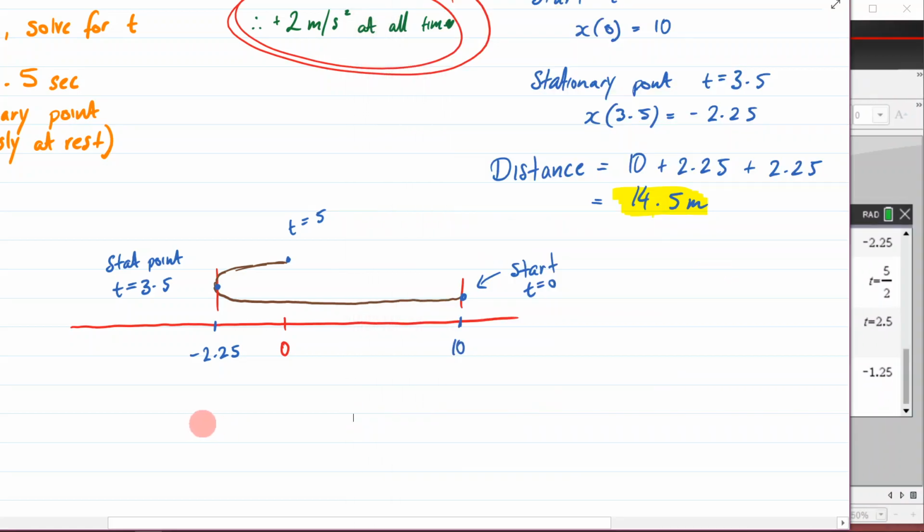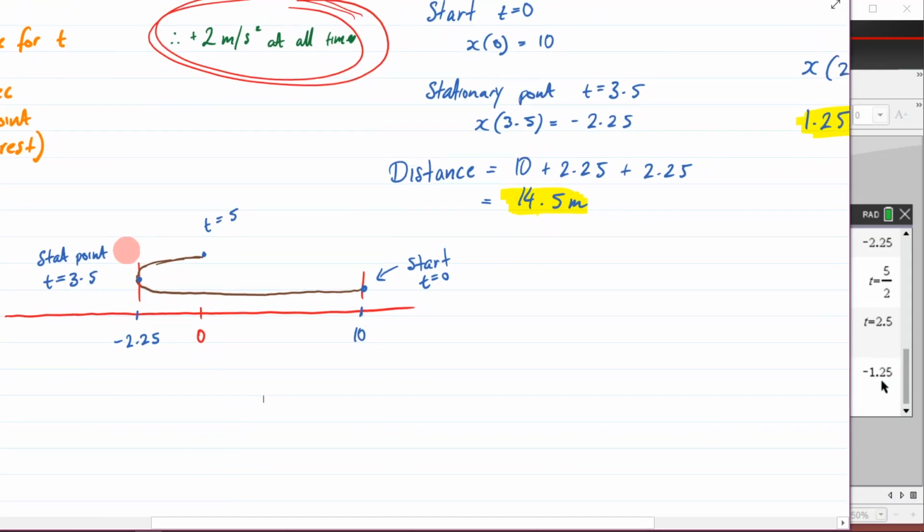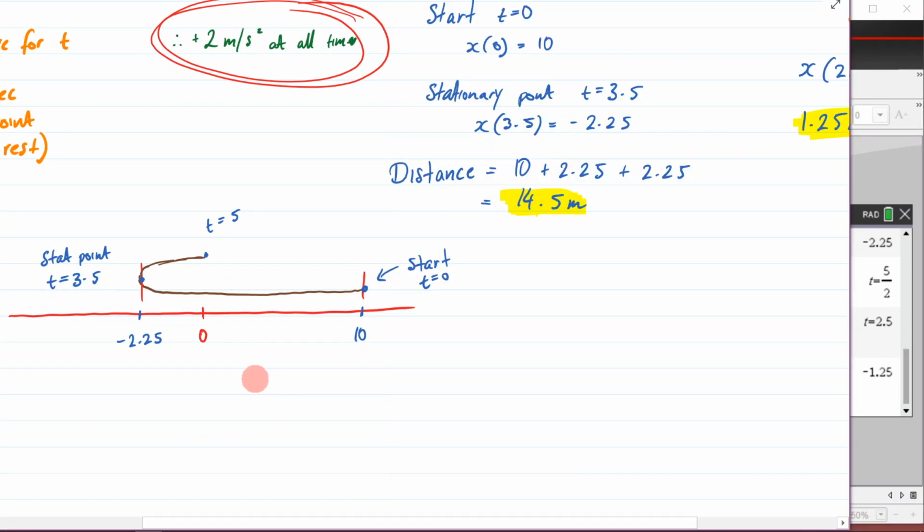All right, let me just move this so we can see it. I might have to do that a bit. Still can't do it. Come on, computer.